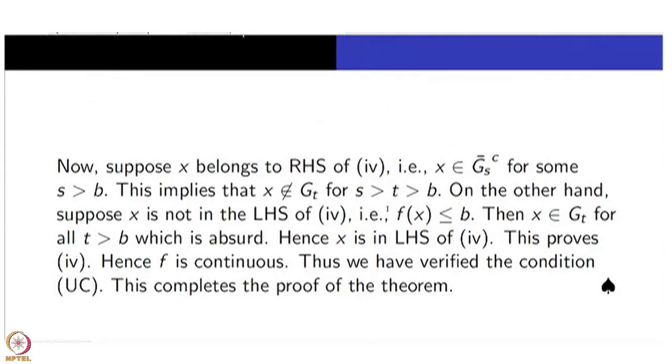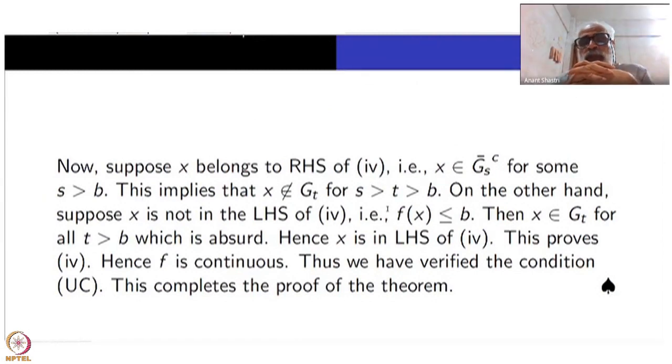Suppose x belongs to the RHS. The RHS is what? The union of all G_s bar complements. So x is in one of them, for some s which is bigger than b. That is the definition of the right hand side. This implies that x cannot be in G_t for all t with b less than t less than s. Between s and b, if you take another t here, x will not be inside G_t, because x is not in G_s bar itself; x is inside G_s bar complement. On the other hand, suppose x is not in the LHS of 4.